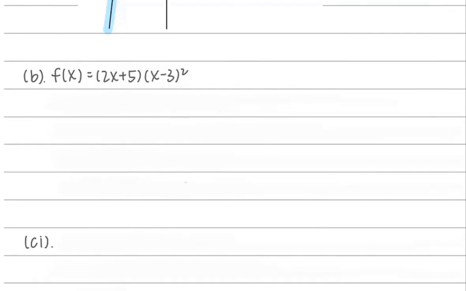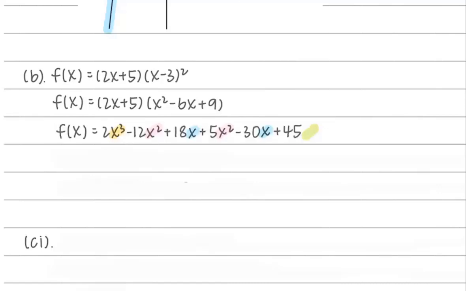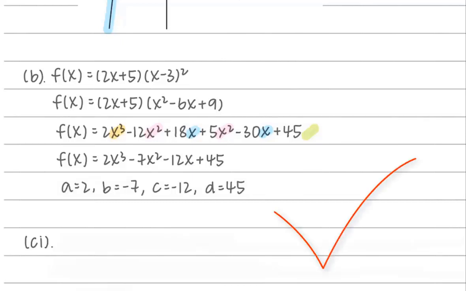Part B needs you to expand f(x) into the form ax cubed + bx squared + cx + d. First, expand the term (x - 3) all squared into x squared - 6x + 9. Then multiply the remaining two brackets together, resulting in a cubic expression. Simplify the equation by grouping the like terms together. At the end, you get f(x) is equal to 2x cubed - 7x squared - 12x + 45, where a is 2, b is negative 7, c is negative 12, and d is 45.